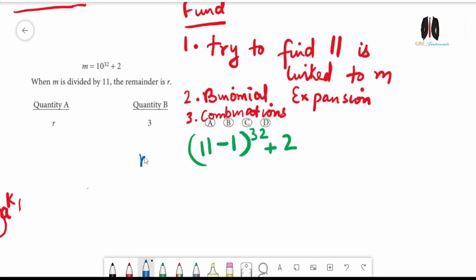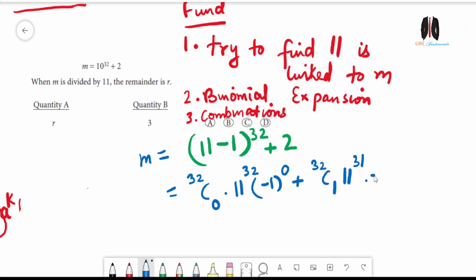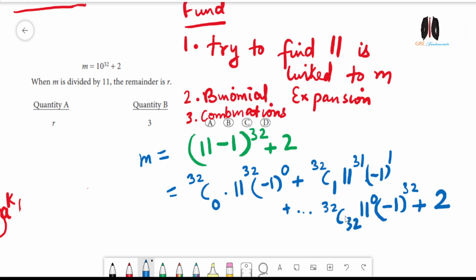So this was M. Let's open it up. It will be 32C0 multiplied by 11 to the power 32 multiplied by minus 1 to the power 0, plus 32C1 11 to the power 31 minus 1 to the power 1, and so on up till 32C32 11 to the power 0 minus 1 to the power 32, plus 2, because there is a plus 2 which we have to add as well.